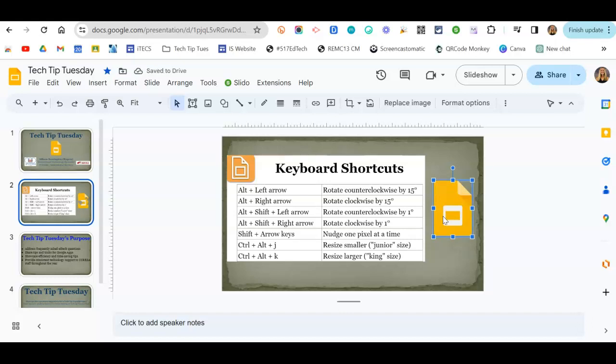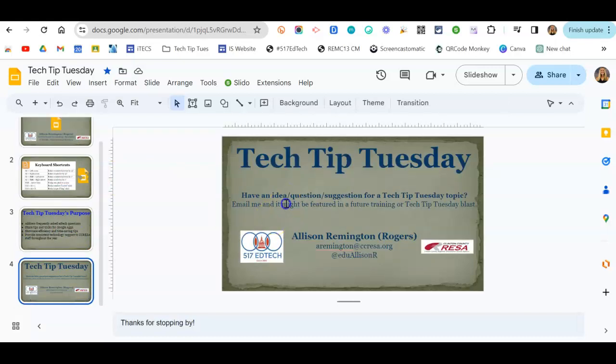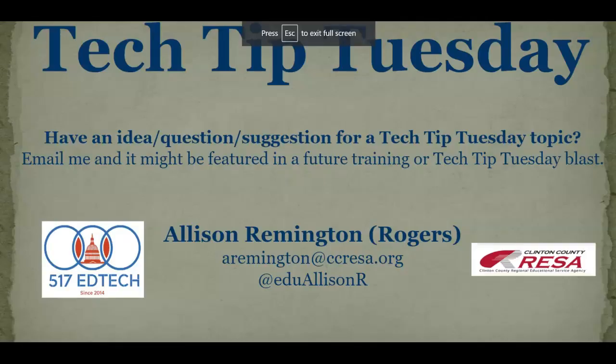So basically these are the keyboard shortcuts that allow you to do this with both images and then also text. So if I wanted to, for example, adjust the text here, I could just do Alt left or right and adjust it accordingly.